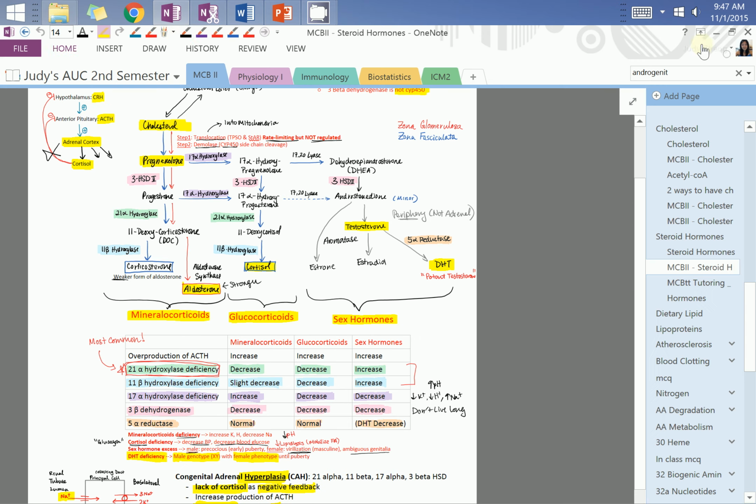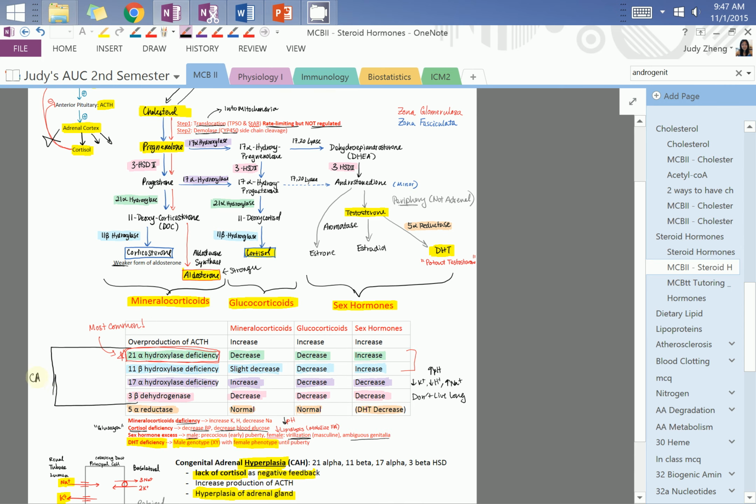So all of these, except for the 5-alpha reductase, all of these are considered congenital adrenal hyperplasia.